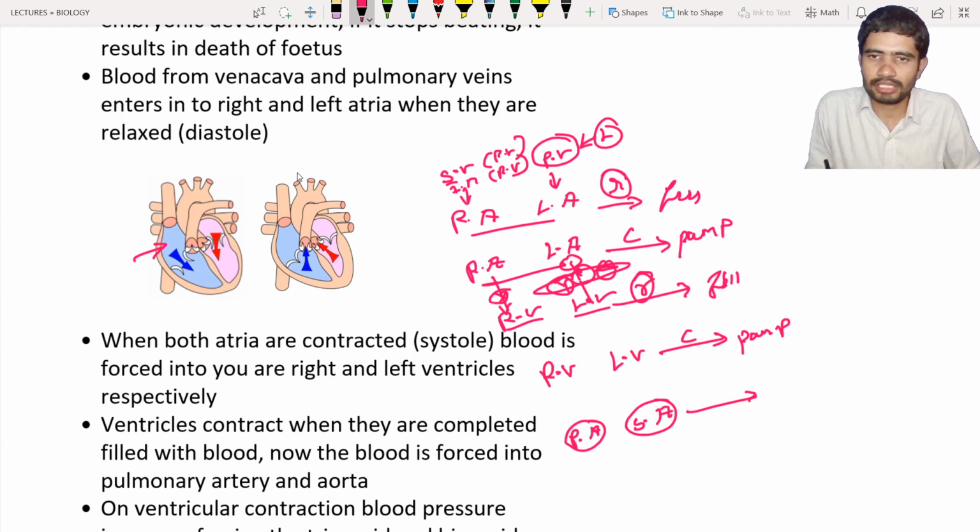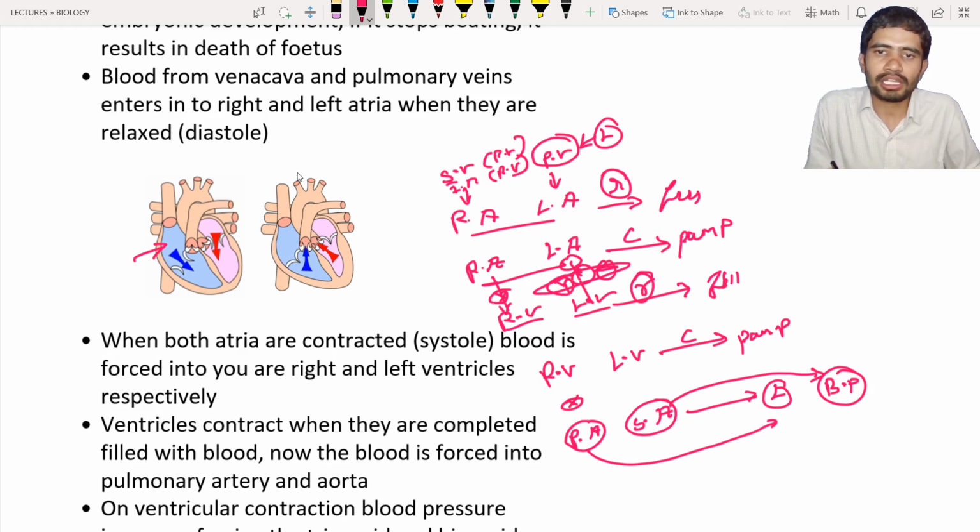So they are going to pump into this. The pulmonary artery is going to pump the blood to the lungs, and systemic aorta is going to pump blood to the body parts. Okay, so in this way they are going to pump the blood. Here also you can see the valves. So what are those valves? Right ventricle to the pulmonary artery, there is a pulmonary valve. Between the left ventricle and the systemic aorta, there is a systemic valve. Okay, so in this way the blood flow will be there.